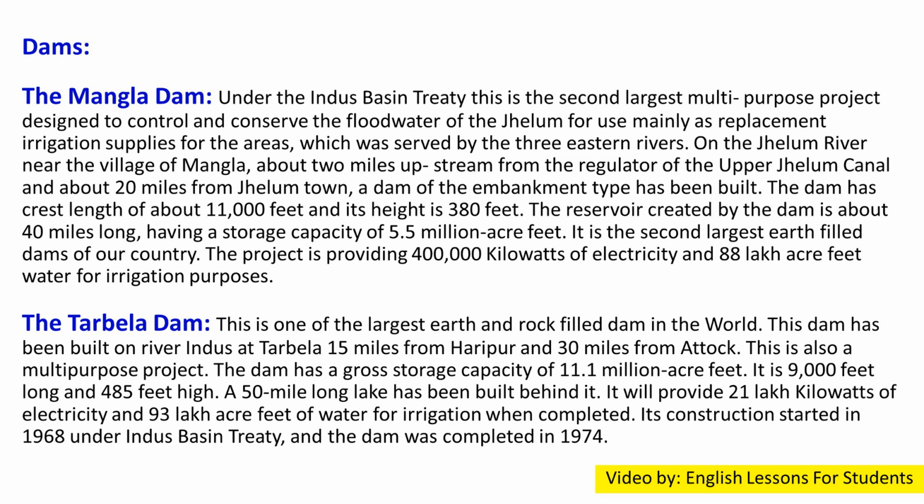It is 9,000 feet long and 485 feet high. A 50-mile long lake has been built behind it. It will provide 21 lakh kilowatts of electricity and 93 lakh acre feet of water for irrigation when completed. Its construction started in 1968 under Indus Basin Treaty and the dam was completed in 1974.